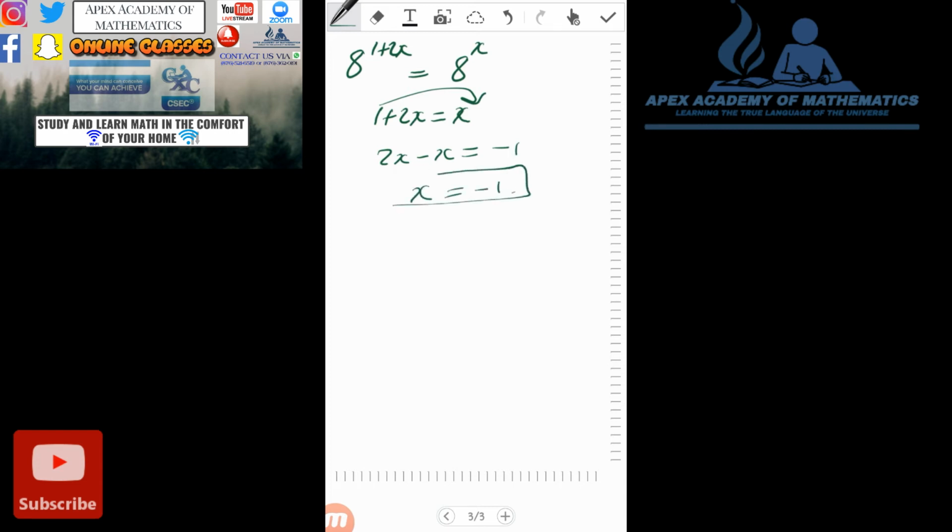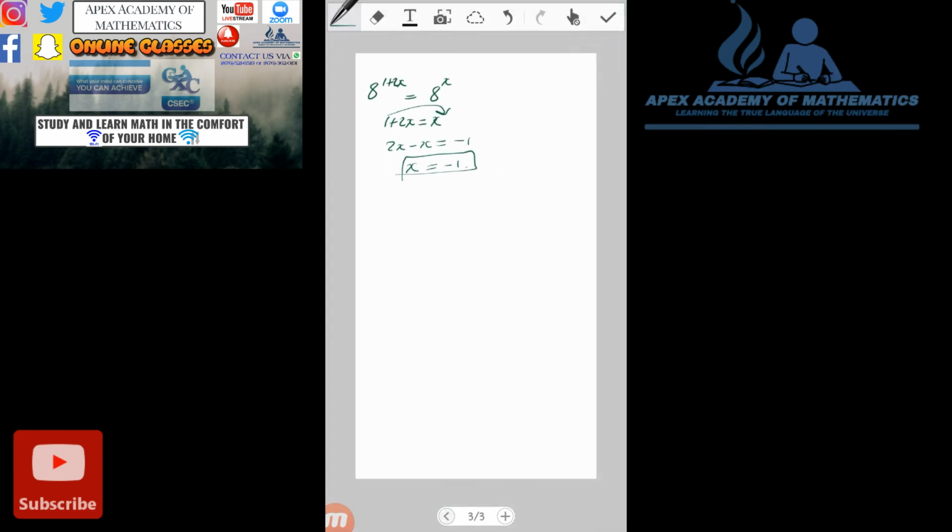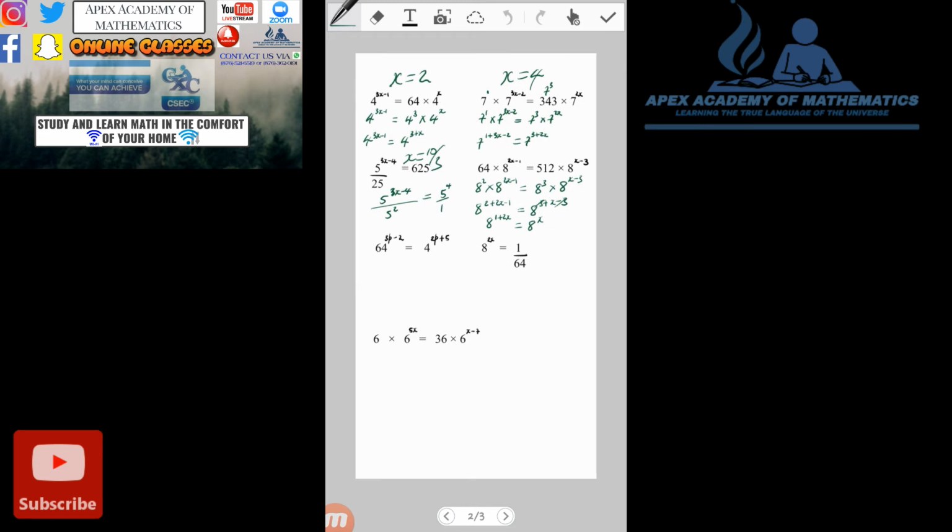So that's nicely done, a nicely put together piece of work. It's quite lengthy, but as you can see, if I can manage it, I'm teaching you exactly how you can also do that for yourself. Let's write this down, that x is equal to minus 1.